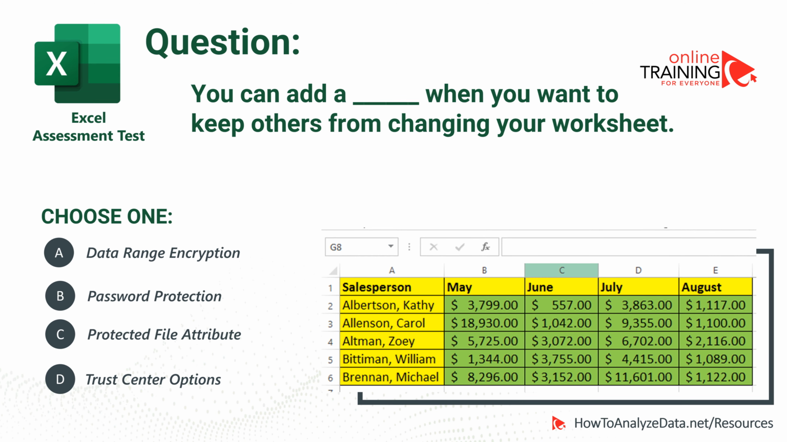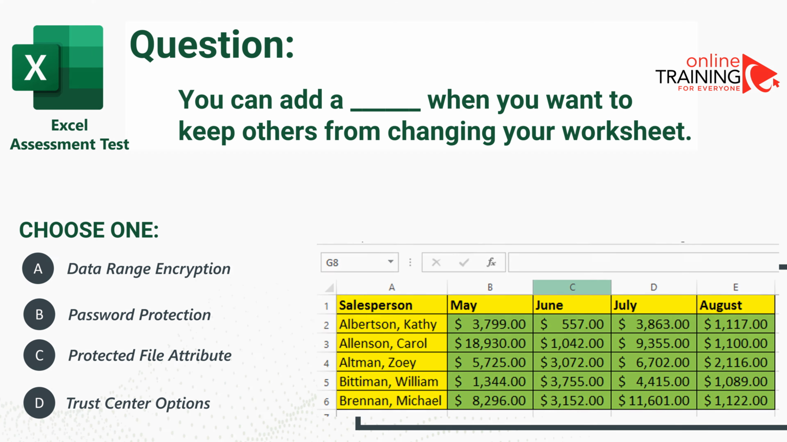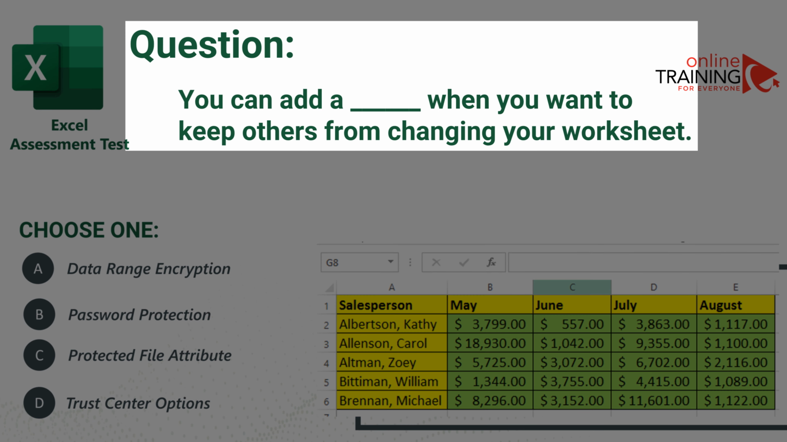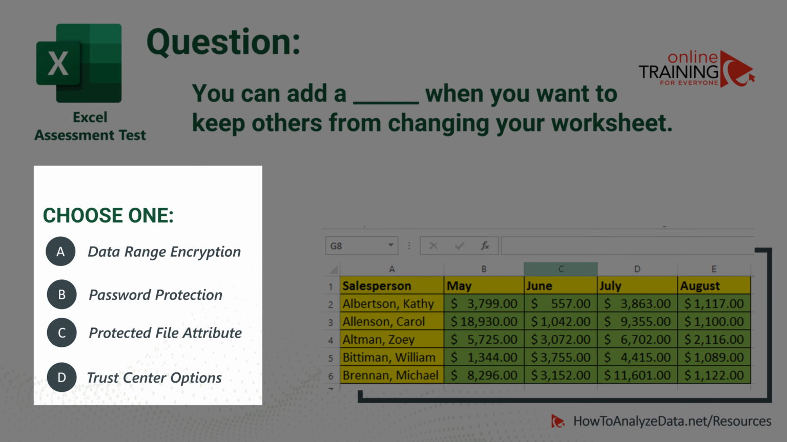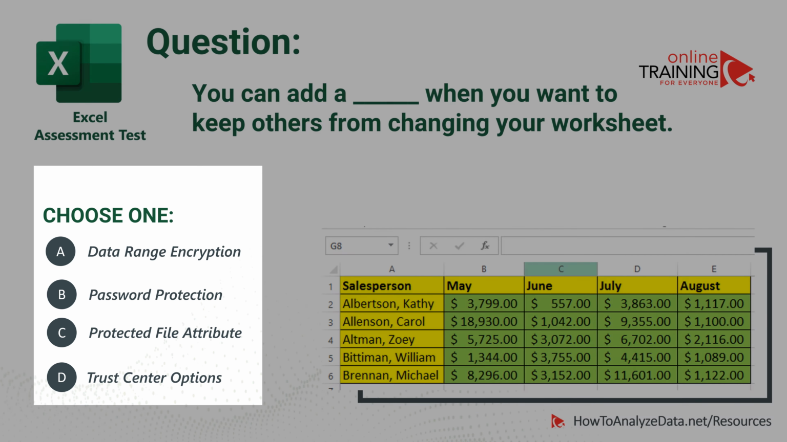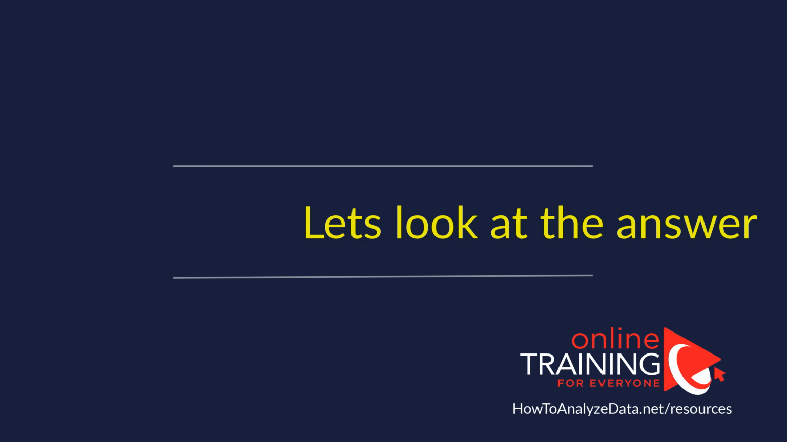Let's look at a typical Excel assessment test question that tests your knowledge of Excel security. You can add blank when you want to keep others from changing your worksheet. There are 4 choices: data range encryption, password protection, protected file attribute, and trust center option. Which one would you choose? Which one do you think is the right answer?